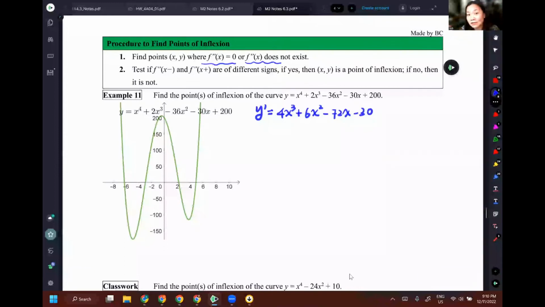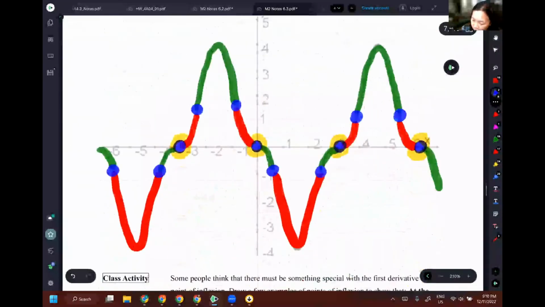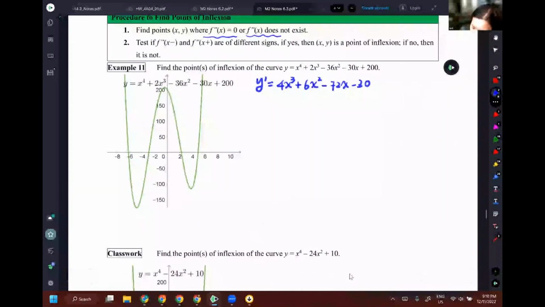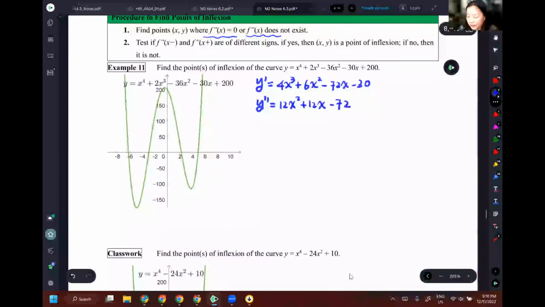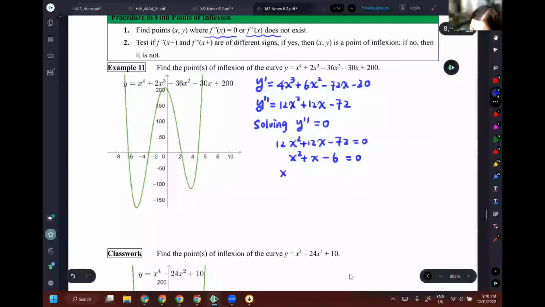It doesn't matter. I'm not looking for the maximum or minimum, so I would not solve anything. So y prime prime is 12x squared plus 12x minus 72. Okay, I will solve the second derivative equals 0. 12x squared plus 12x minus 72 equals 0. x squared plus x minus 6 equals 0. x equals 2 or negative 3.